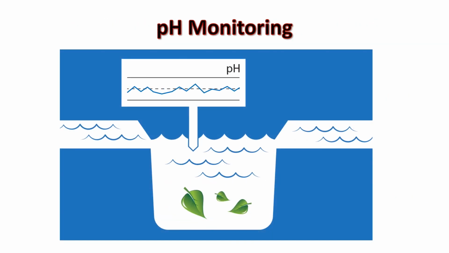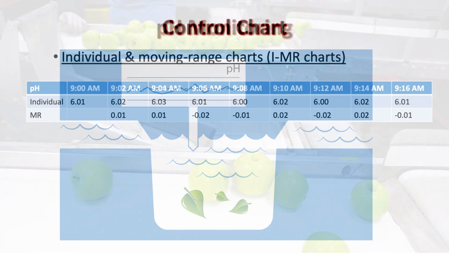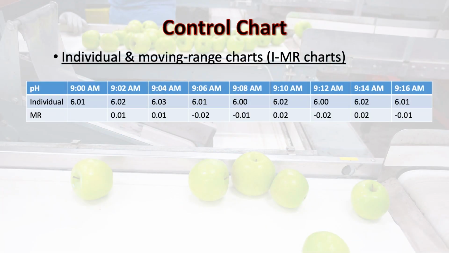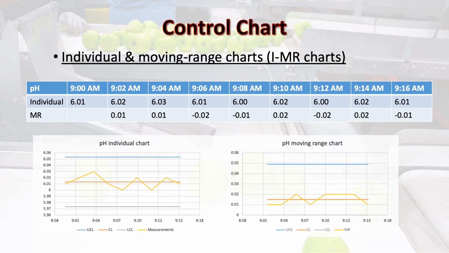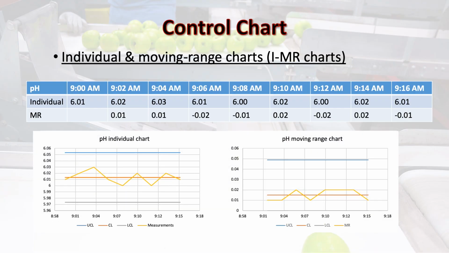One typical example for individual and moving range charts is the pH monitoring system in wash tanks. The table shows the measurements taken every 2 minutes continuously in the wash tank, and moving range is calculated between every two numbers. Once those values are calculated, equations listed here are used for calculating the upper control limit, UCL, and lower control limit, LCL. The D4 and the D3 values are constant values that can be identified based on the degree of freedom. For the moving range chart, the degree of freedom is 2.